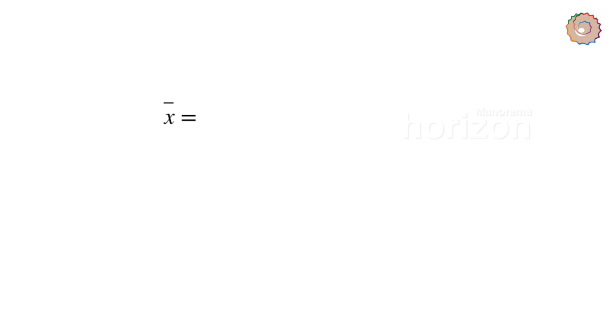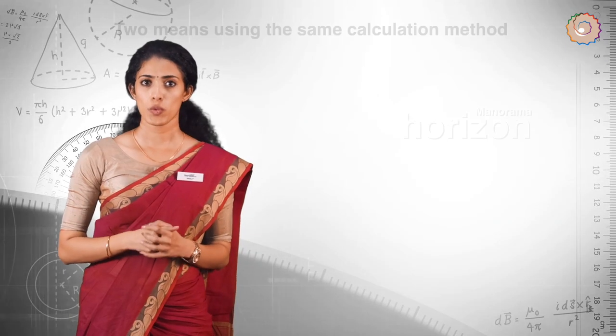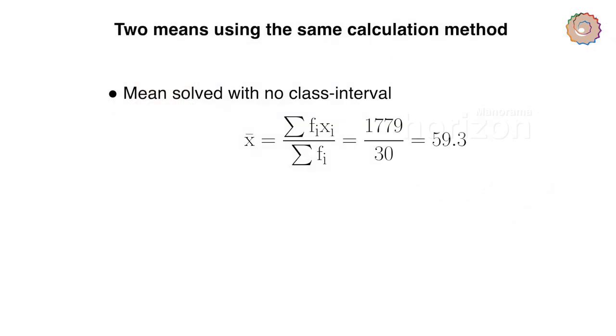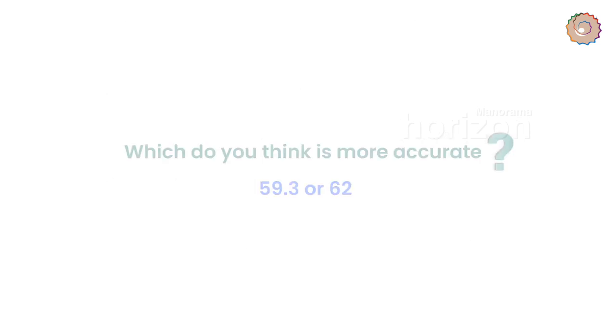Let's find the x bar from the data. X bar is given by sigma fi xi divided by sigma fi, which gives you 62. This new method of finding mean is called the direct method. Now, we have two means using the same calculation method, one solved with no class interval and one solved with a specific class interval, that is 59.3 and 62. Which do you think is more accurate, 59.3 or 62?